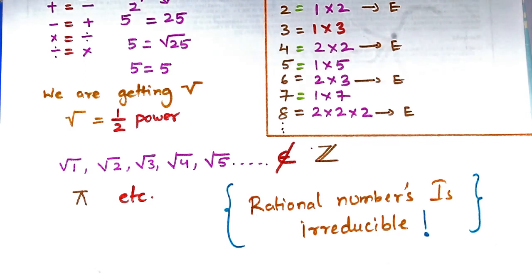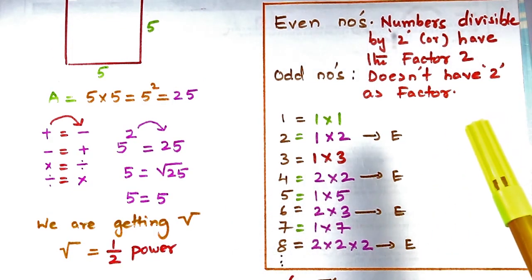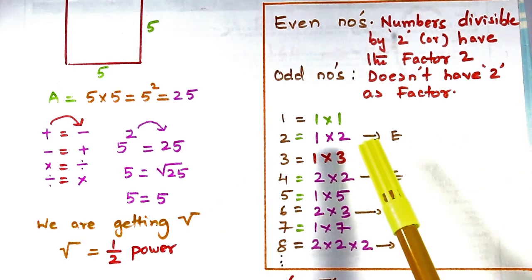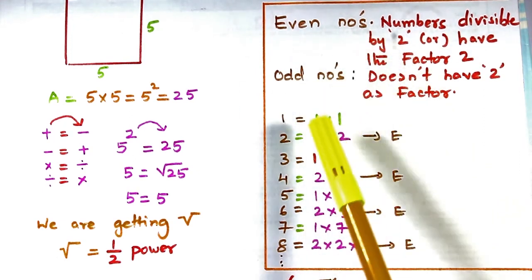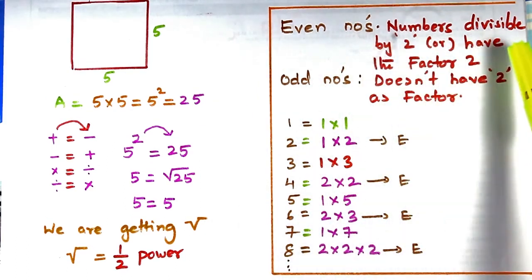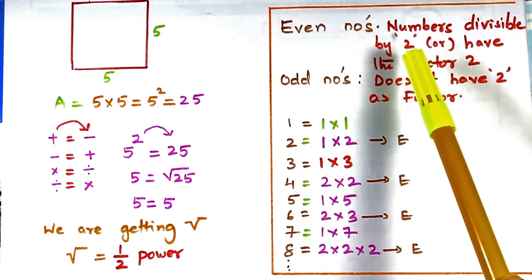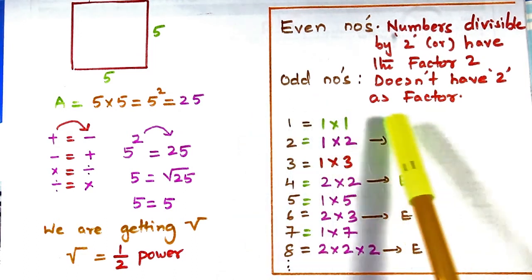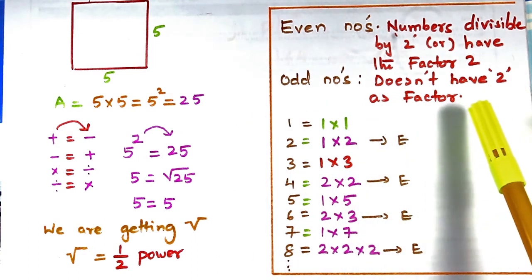Just for review. Now we have another concept: we are dividing the number line into 2 different types, even numbers and odd numbers. Even numbers are the numbers which are divisible by 2, or we can say the numbers which have the factor 2. Odd numbers do not have the factor 2 in their prime factorization.